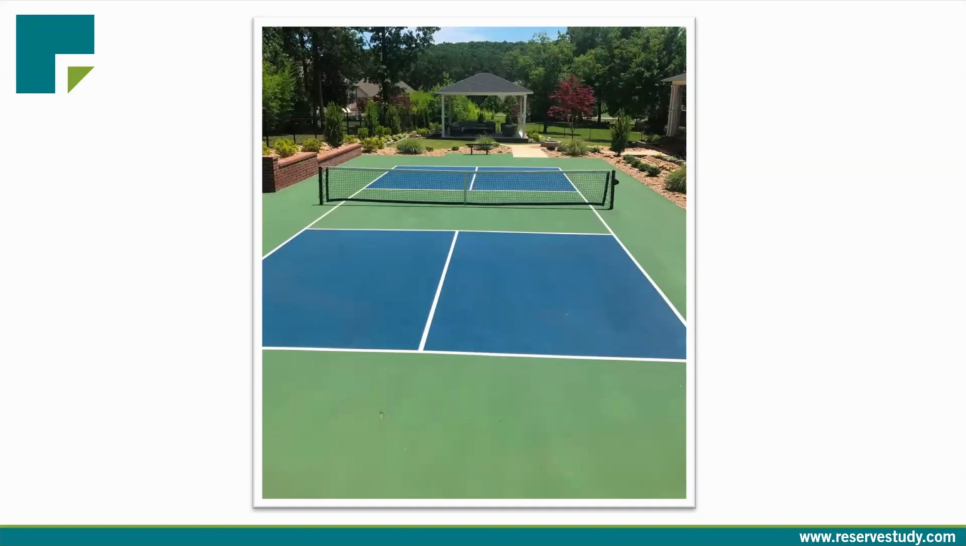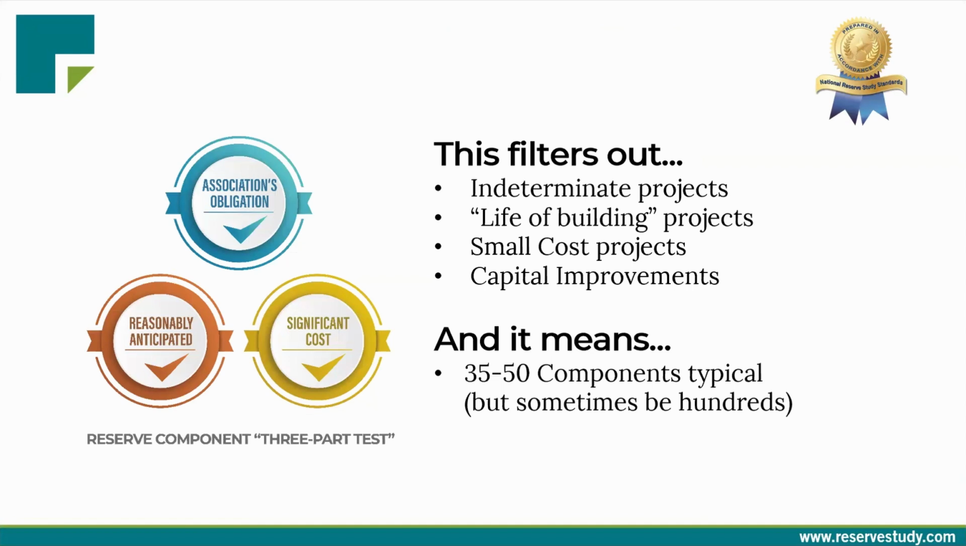Now, once that is built and in place, the community can start reserving for projects like striping, perhaps regrading at the long periods of 20 to 30 years, landscaping around the area, maybe the gazebo replacement, something like that. So those are some really good, simple examples of how National Reserve Study standards really filter out indeterminate projects, long life components that are expected to be there for the life of the building or the project itself. Small cost components, we can totally eliminate those. Capital improvements, we see how those aren't appropriate.